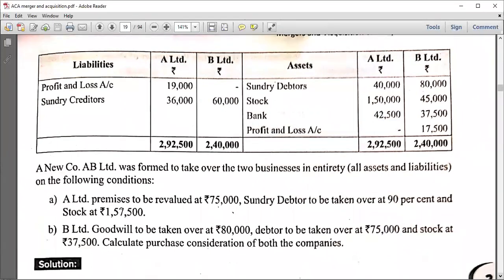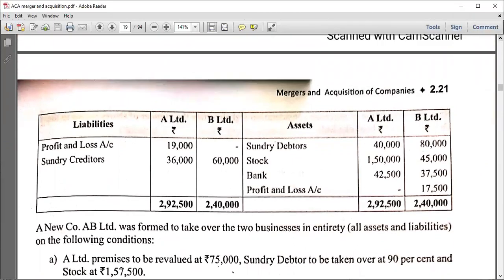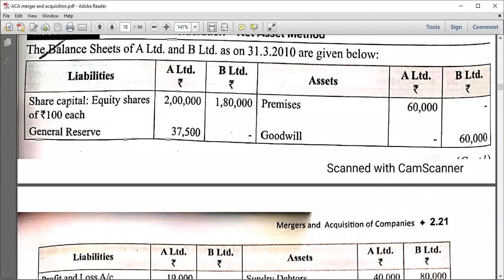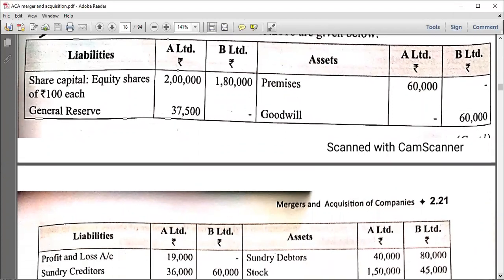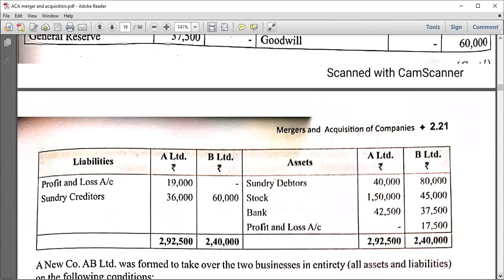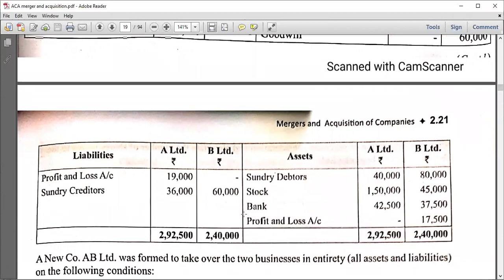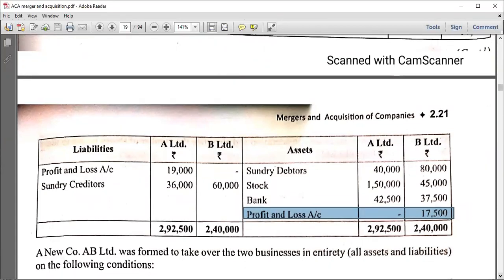Now, see, there are two companies, A and B. A new company, that is AB Company Limited, was formed to take over the two businesses entirely. Entirely means they will be taking over all assets and liabilities. Please remember, share capital is capital, general reserve is capital, profit and loss account will come under capital, correct? So we have only one liability and we have all assets, but P&L account is a fictitious asset, should not be taken under the asset side.